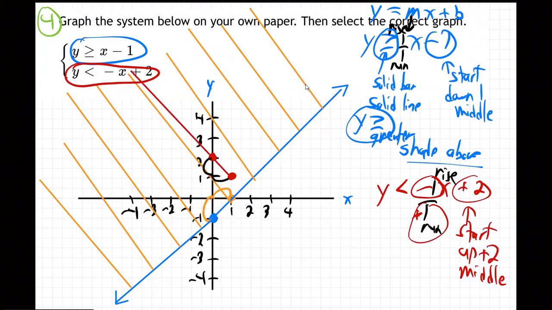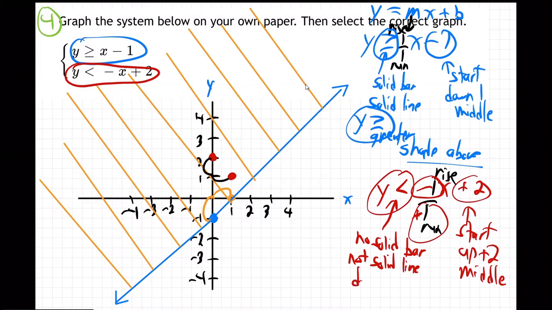Do that. Okay. Now, where's the shading for that line? Above that line or below that line? Oh, wait a minute. I messed up. It's not a solid line, is it? Try that again. One more time. There we go. This is no solid bar. No solid bar. Therefore, it's not a solid line. It's a dotted line, isn't it? It's a dotted line. So I'm going to need to put in a dotted line.